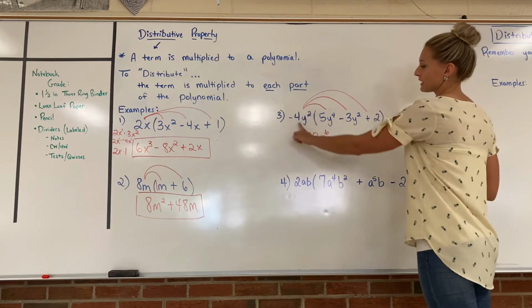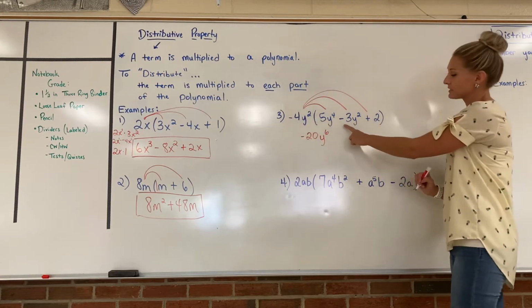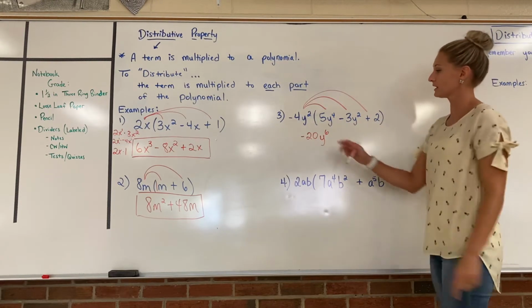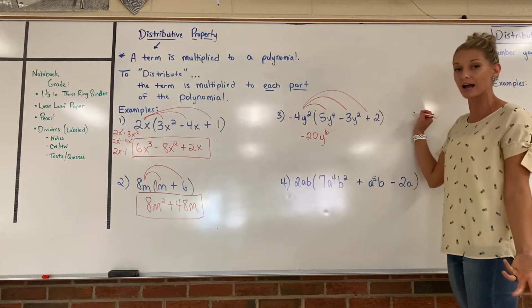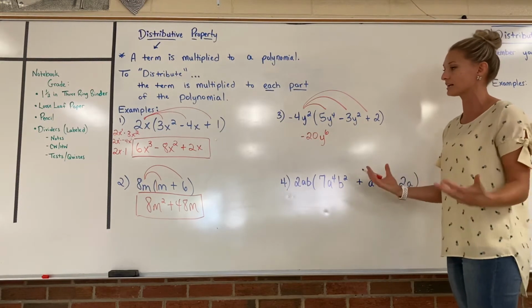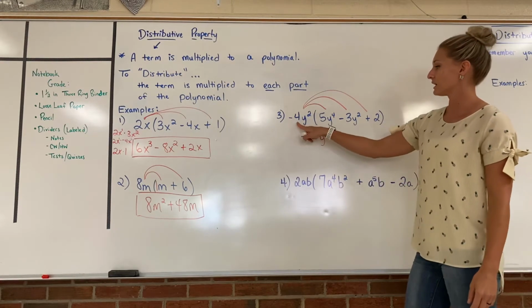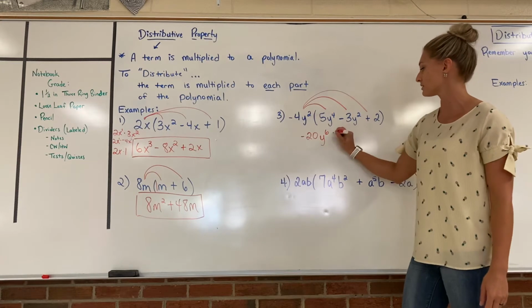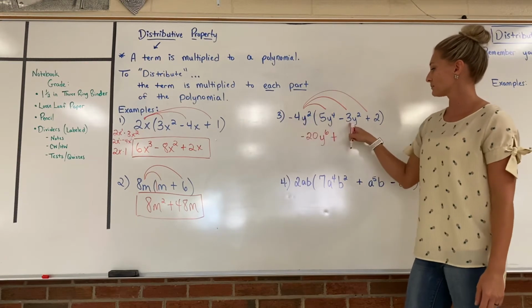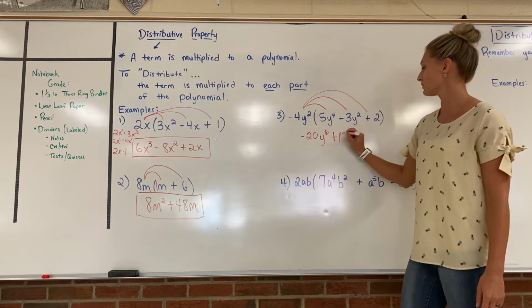Now we have to take negative 4y squared times the negative 3y squared. Okay, so keep it organized. And this is one where you may want to go to the side and write it out. Okay, if you're struggling, write it out to the side. So it'd be negative 4 times negative 3. A negative times a negative is a positive. 4 times 3 is 12.